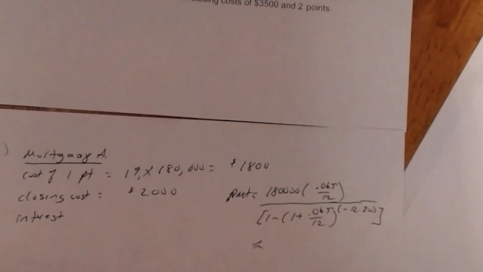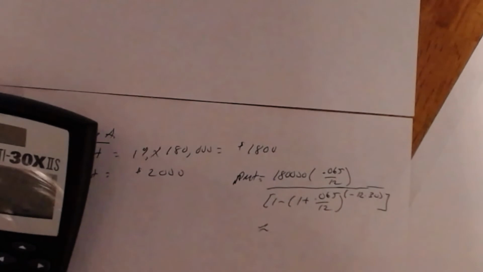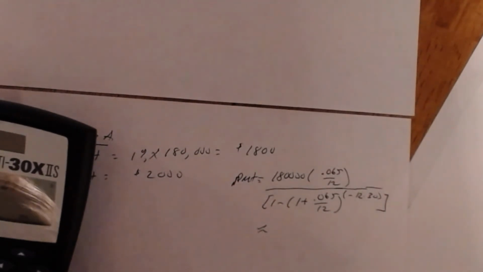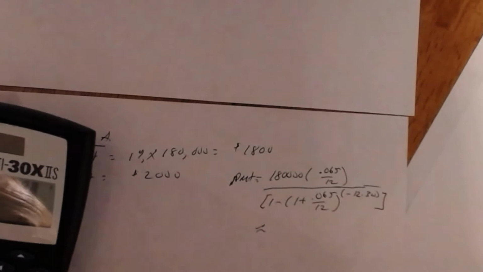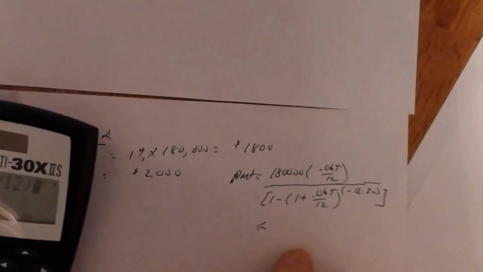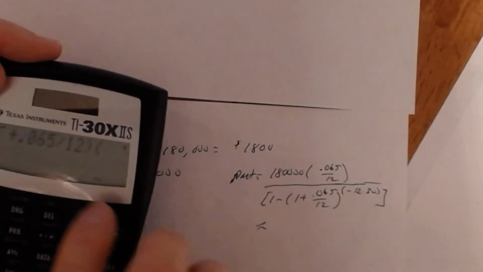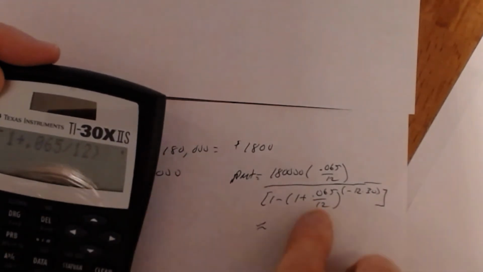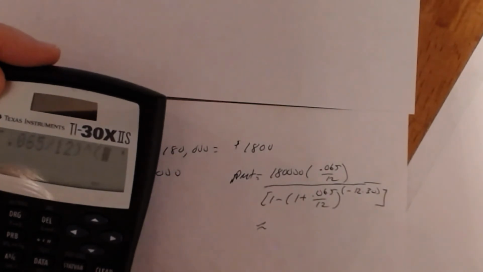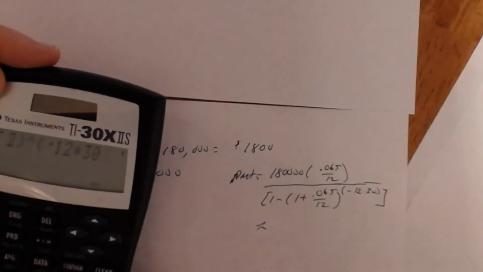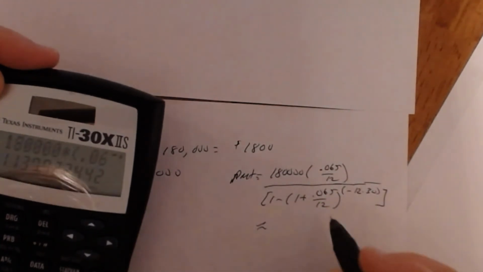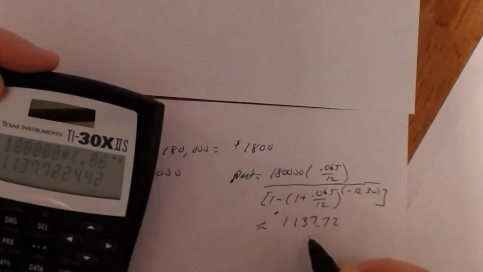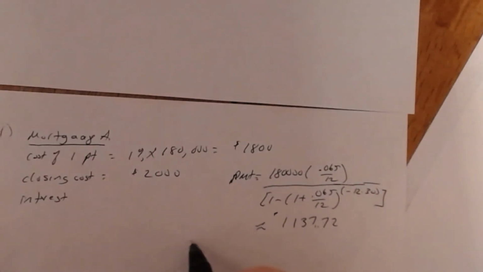So my monthly payment will equal $180,000 times parentheses 0.065 divided by 12, divided by 1 minus 1 plus 0.065 divided by 12, raised to the parentheses negative 12 times 30, close the bracket, equal. So that is $1,137.72.